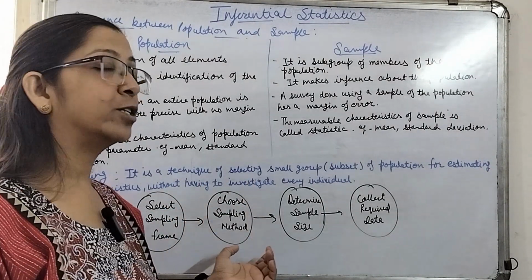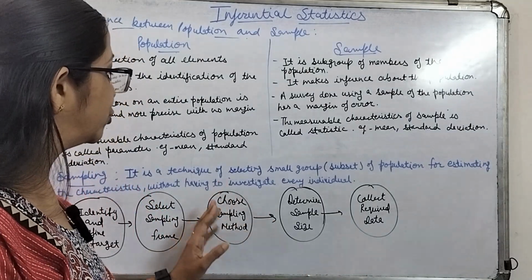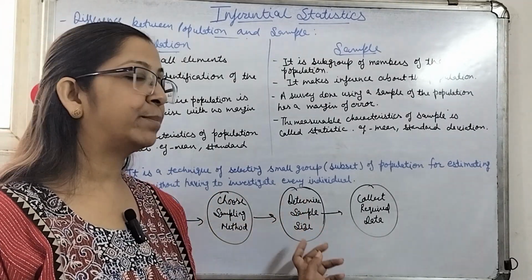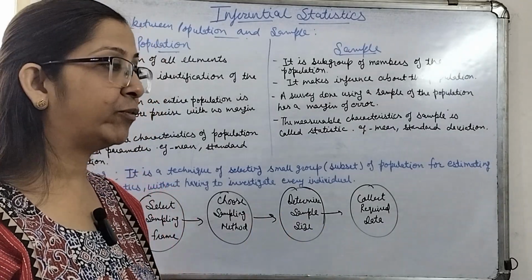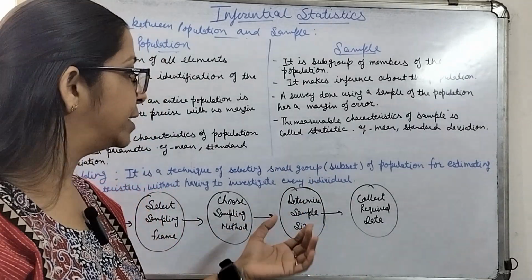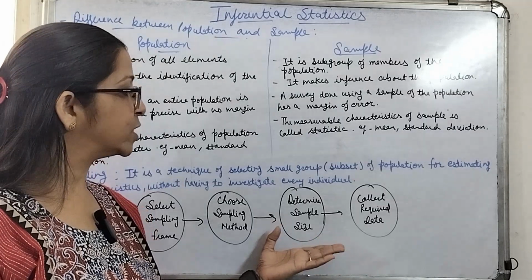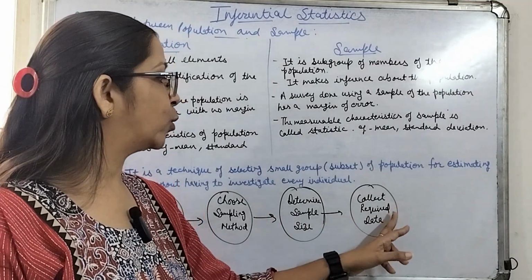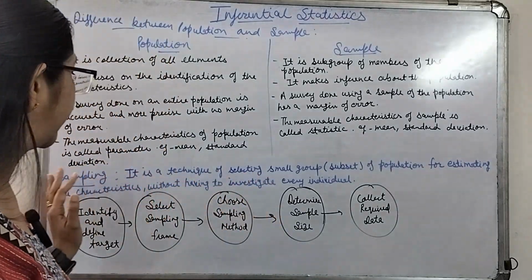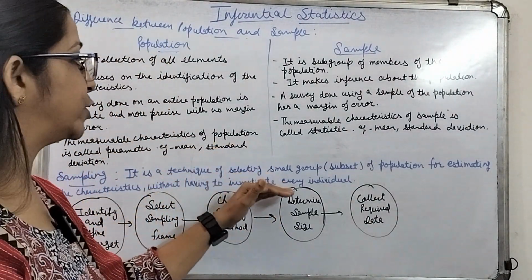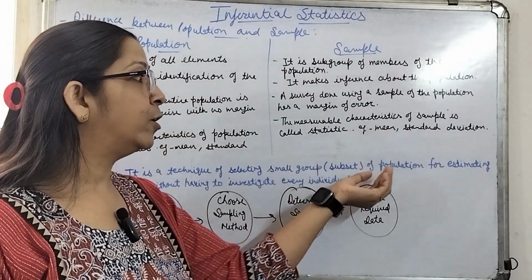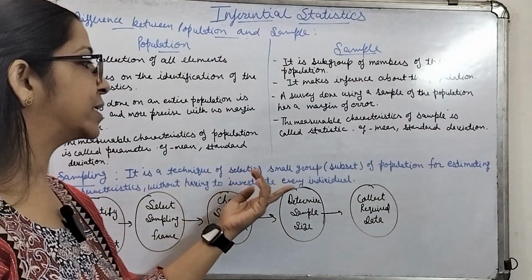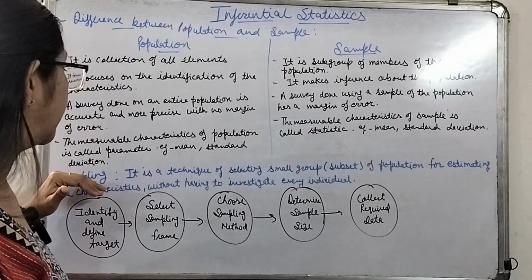Then which method of sampling will we choose? We have to choose the sampling method. Then we have to determine the sample size. That means how many members we will be selecting from the whole population. That size we have to determine. Once we have determined and selected it, we will collect the required data. This is how sampling is done. That means the technique by which we select a small group from the population for estimating the characteristics without investigating every individual is sampling.